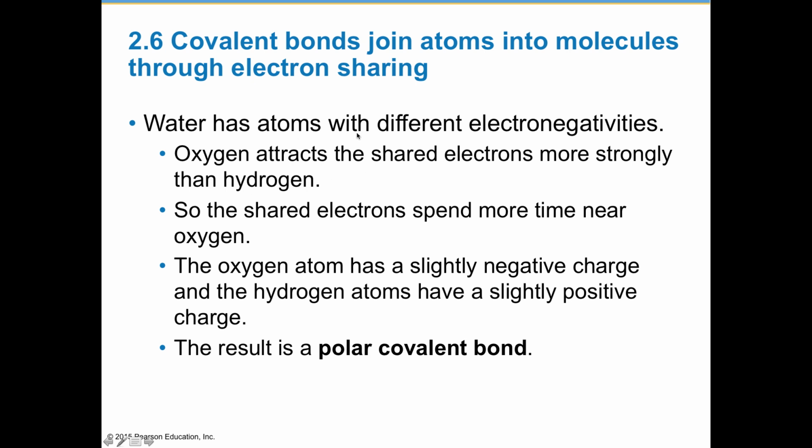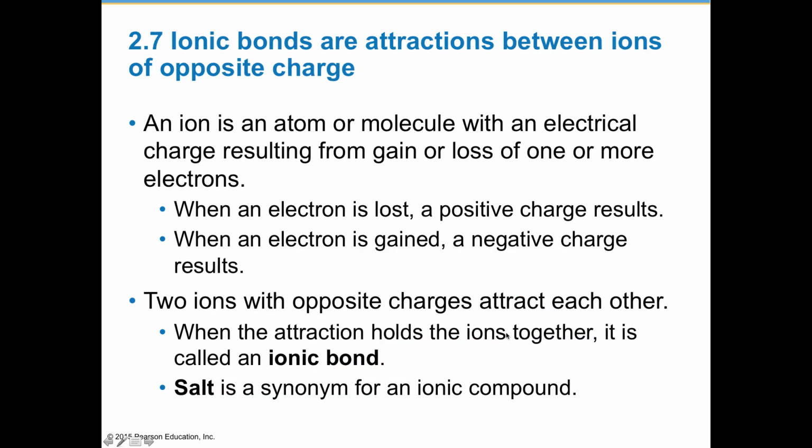Now, water has atoms with different electronegativities. Oxygen is more electronegative than hydrogen. Hydrogen is not electronegative. So even though oxygen is supposed to be sharing its electrons, it really doesn't. It doesn't share well. So it hogs the electrons, and oxygen becomes slightly negatively charged. And hydrogen loses its electrons. Remember, anytime you lose something that's negatively charged, you become positive. And that makes a polar covalent bond.